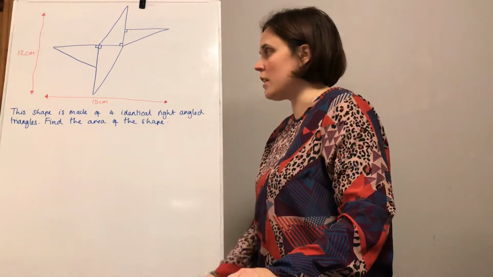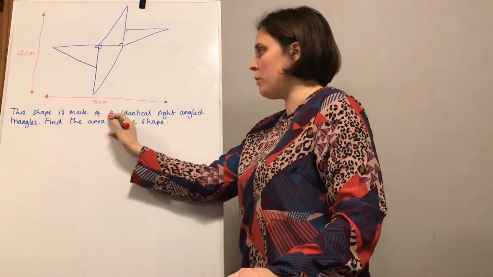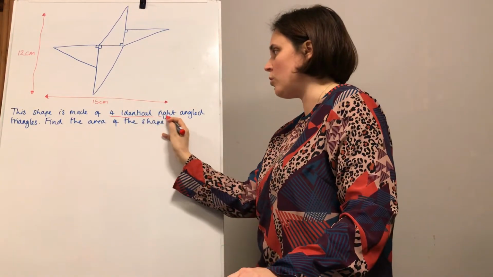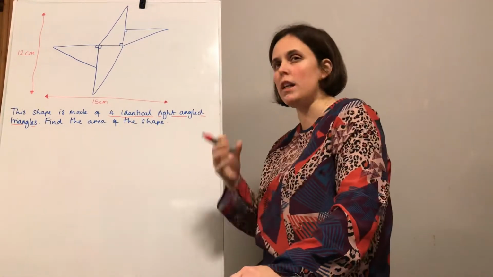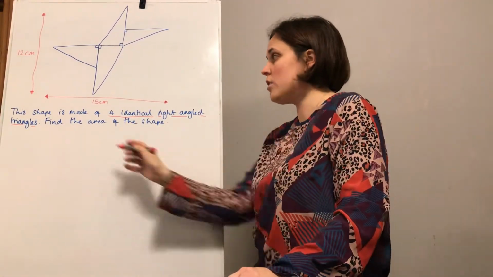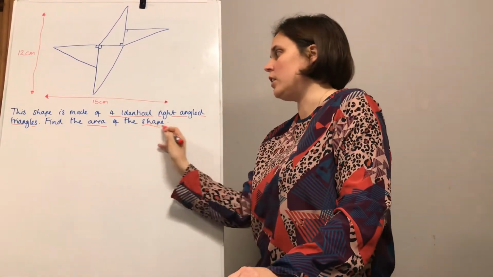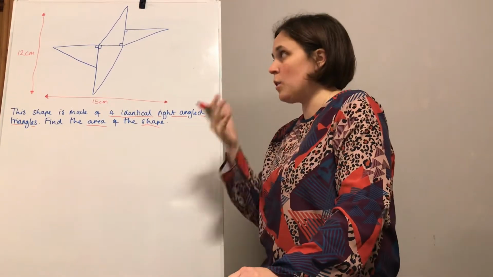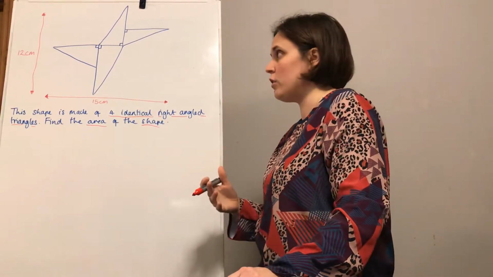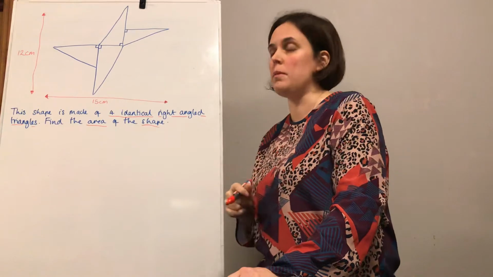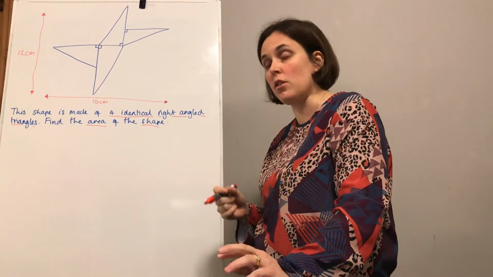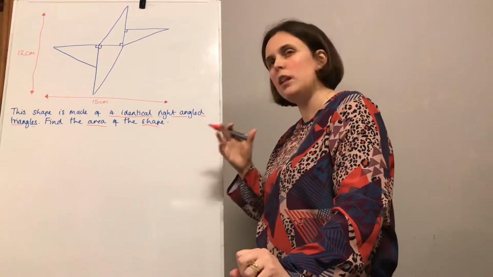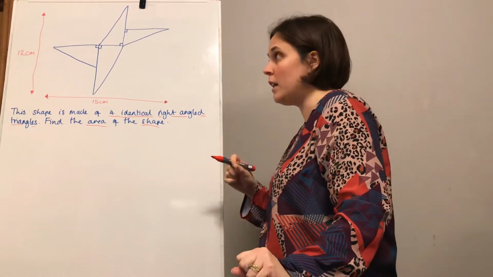So the question says, this shape is made up of 4 identical right-angled triangles. Okay, so that's a really, really important phrase, and it asks you to find the area of the shape. Quite simple. Finding the area of a triangle is just a half times base times height, but we don't have the dimensions of the triangles, and I think that's really important to recognise straight away.